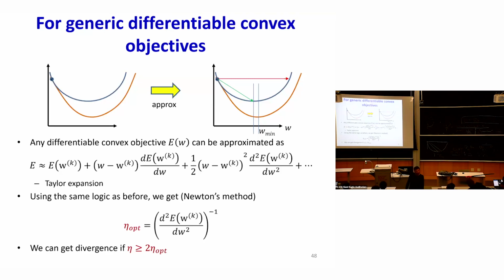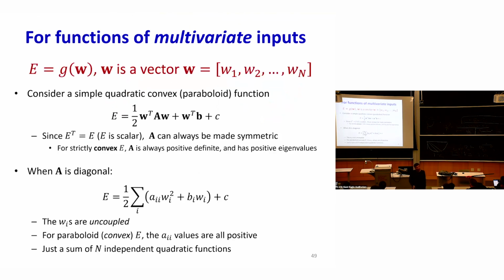And if my step size equals the inverse of the second derivative at each point, I'm at least locally going to get to the optimum. If it's more than twice that, the iterations are just going to blow up. Okay? Everybody with me so far? Okay. Now, we can get divergence if eta is greater than 2 times eta op. That's for a scalar function.